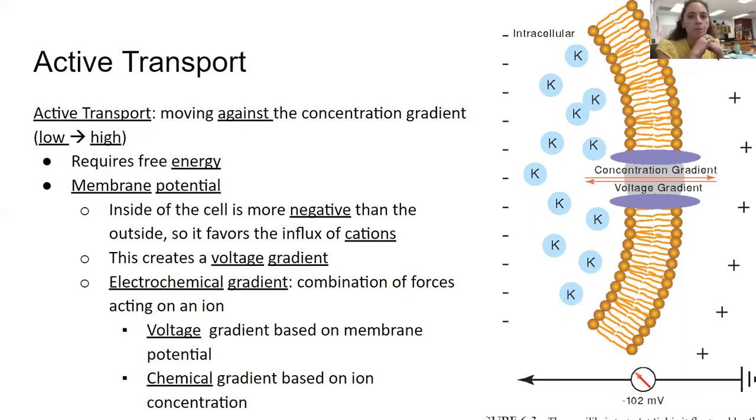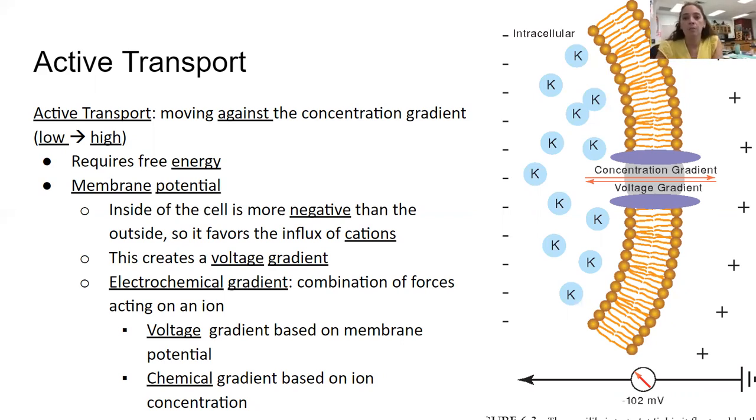Active transport is important in cells, particularly with maintaining what's called membrane potential, which is a topic we will talk in far more detail about when we get to photosynthesis and cellular respiration. With membrane potential, the different sides of the cell membrane, we've talked about how they're polar, but they're going to have different charges. The inside of the cell is more negative than the outside, favoring the influx or the movement in of cations, which are the positive ions.